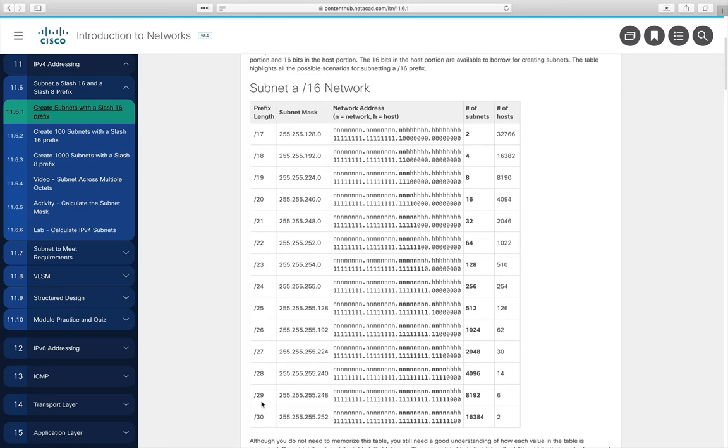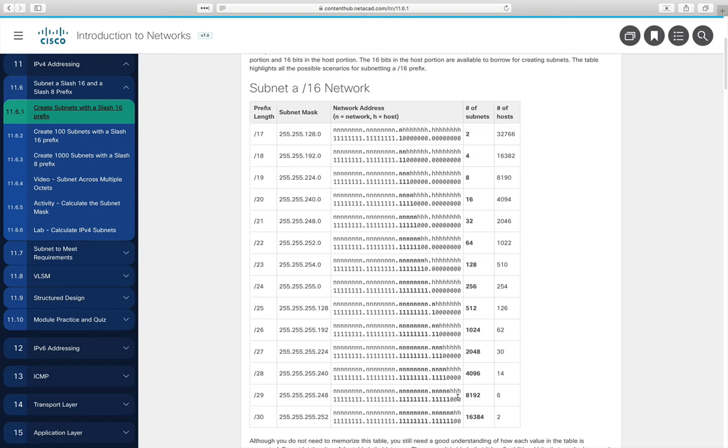If we jump down here to the bottom where we're doing a /29, we're actually borrowing 13 bits. 2 to the 13 is 8,192. That leaves 3 host bits. The other formula I think we talked about last time is the number of usable host addresses is 2 to the n minus 2, where n is the number of host bits. So in this case, we have 3 host bits. 2 to the third is 8, minus 2 for the network address and the broadcast address leaves us with 6 usable hosts.